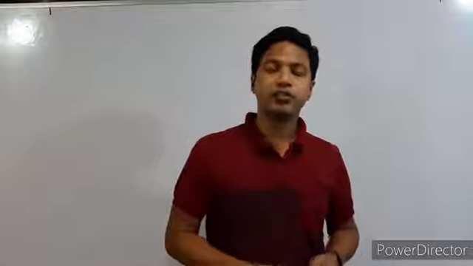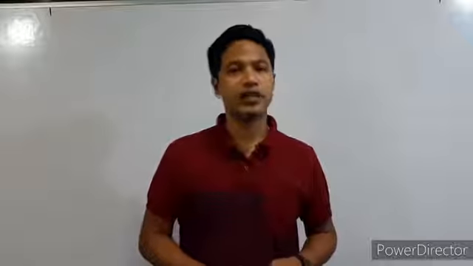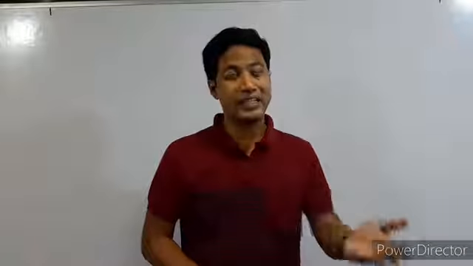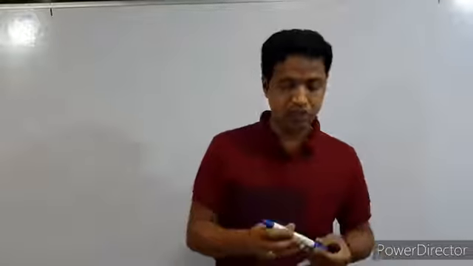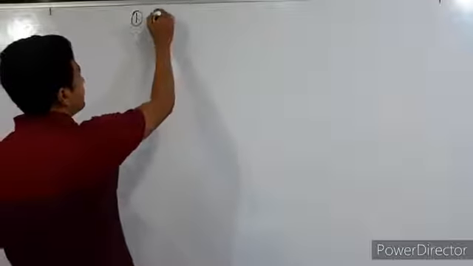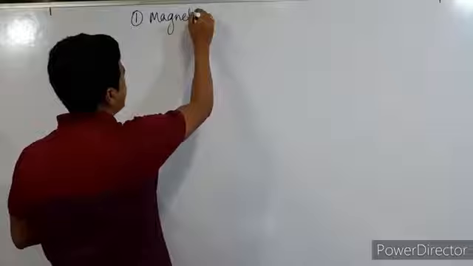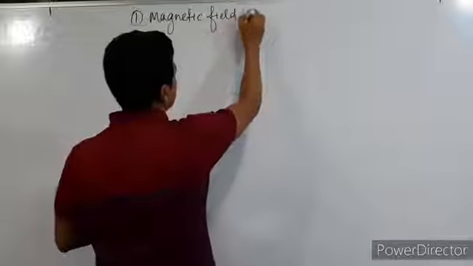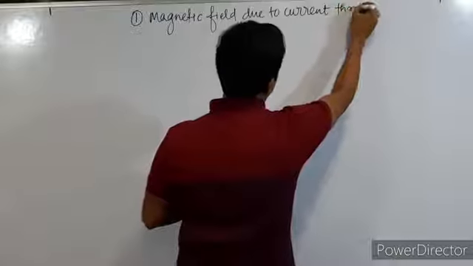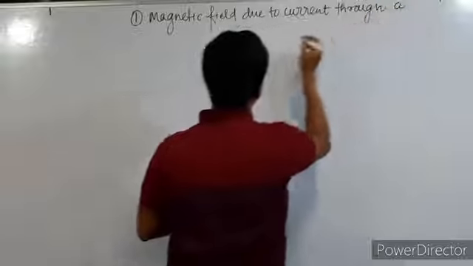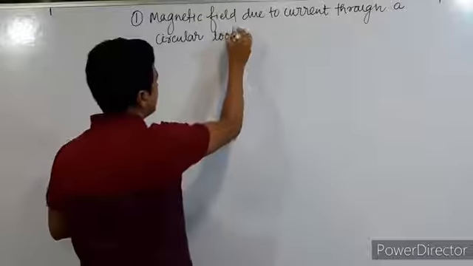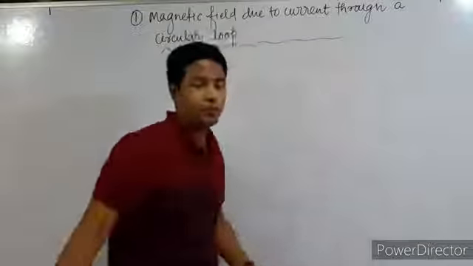So, in today's video, we will continue the magnetic effect of electric current. So, let's find out what are the topics we are going to study in this video. The first topic is magnetic field due to current through a circular loop. Okay, so this is my topic.